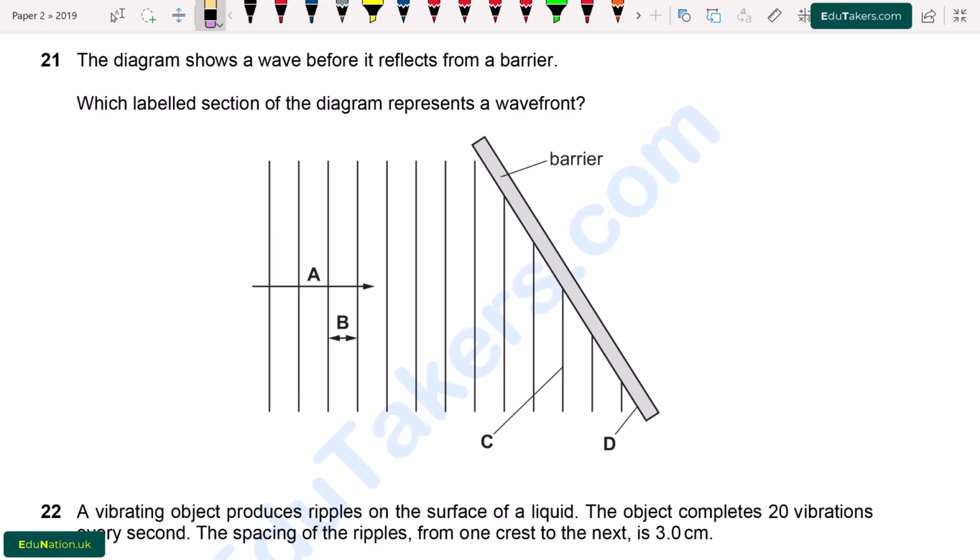Question number 21. The diagram shows a wave before it reflects from a barrier. Which labeled section of the diagram represents a wave front? 4 points are shown here: A, B, C and D. B is basically the distance between two wave fronts, which is equal to wavelength. A shows the direction of travel of this wave. C basically shows the wave front. These lines are wave fronts, and D is the barrier. So C option is correct.